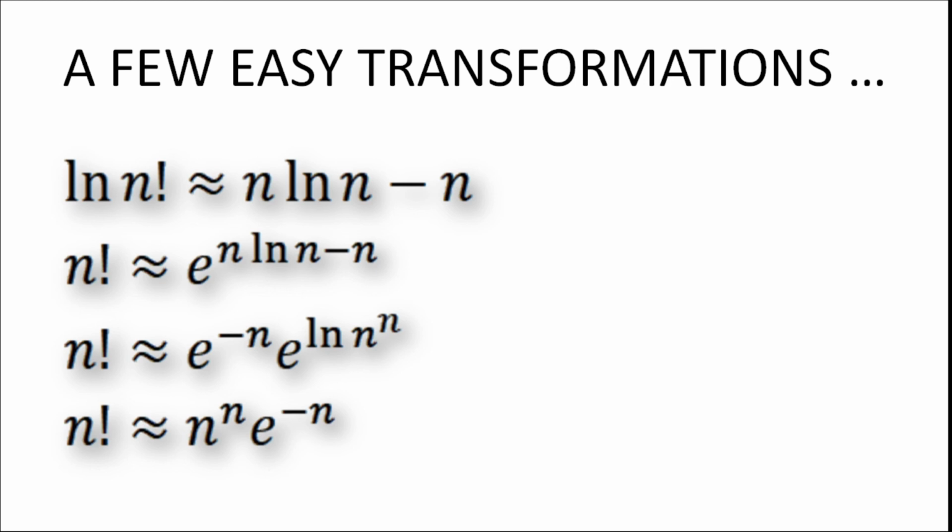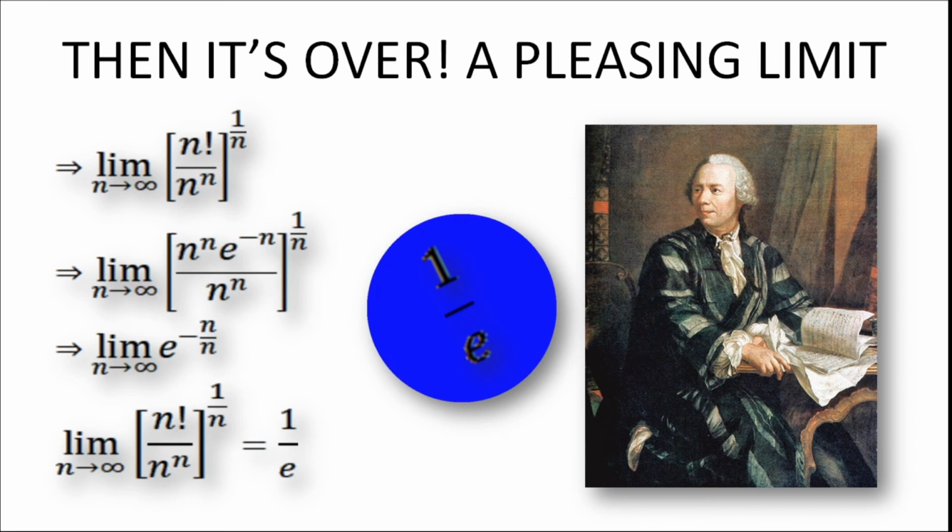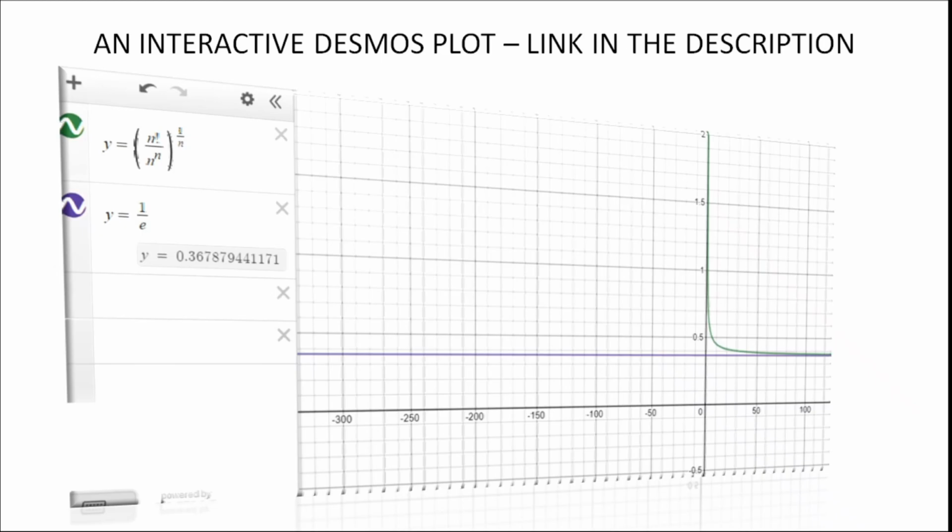So after a few very easy transformations, it becomes n factorial is approximately equal to n power n e power minus n. And now if we substitute this n factorial is equal to n power n e power minus n in the original limit, we have n power n e power minus n divided by n power n whole power 1 by n, limit n goes to infinity. Oh, that just distills to e power minus n by n, and that is simply e power minus 1, and that's 1 by e. Again, Euler's constant, reciprocal of Euler again.